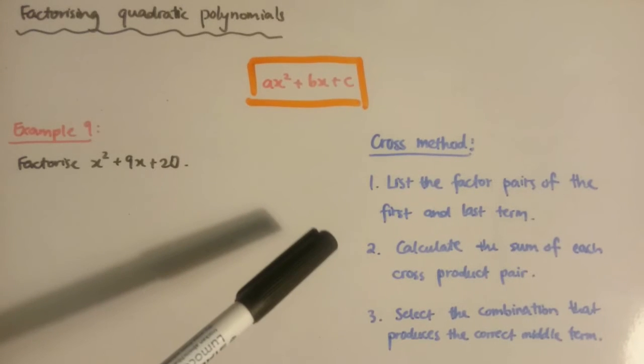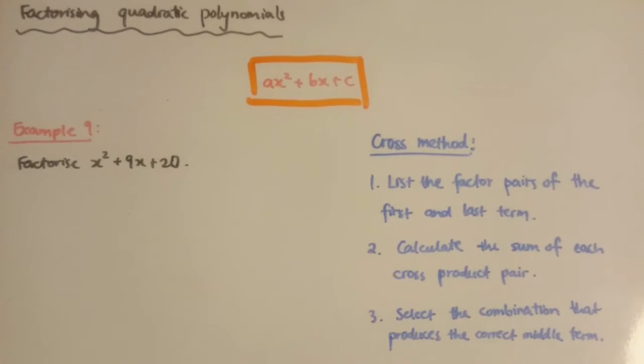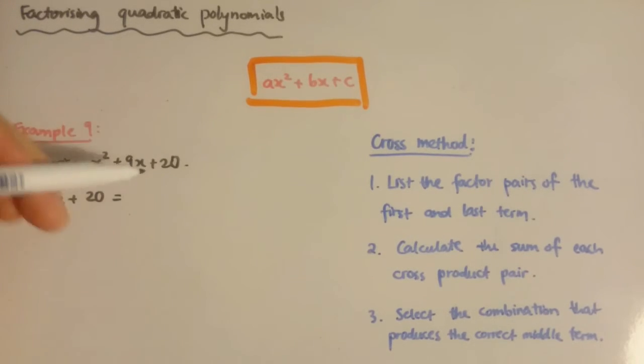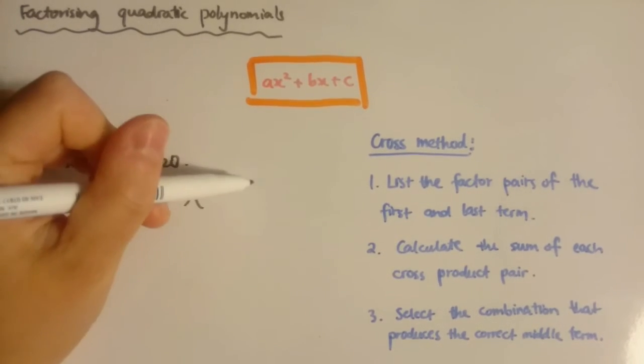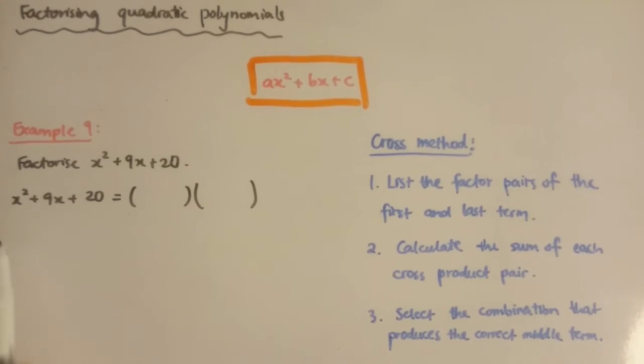So here are our steps for the cross method. We're just going to follow these to do the next couple of examples. This example wants us to factorize this expression here, so I'm going to write it out. X squared plus 9x plus 20. And when I use the cross method, I always like to pop my brackets in first before I start any of this. We're just going to have a look at what our brackets will look like.